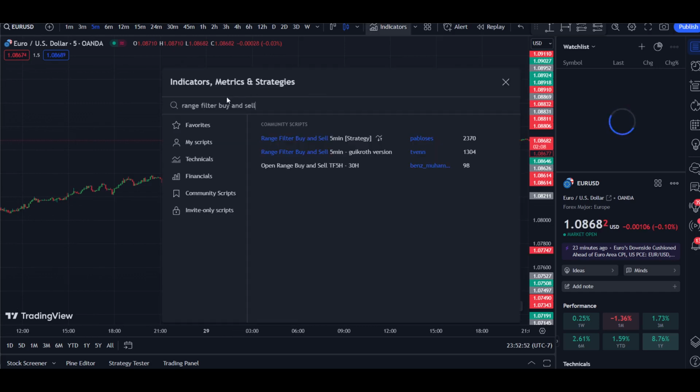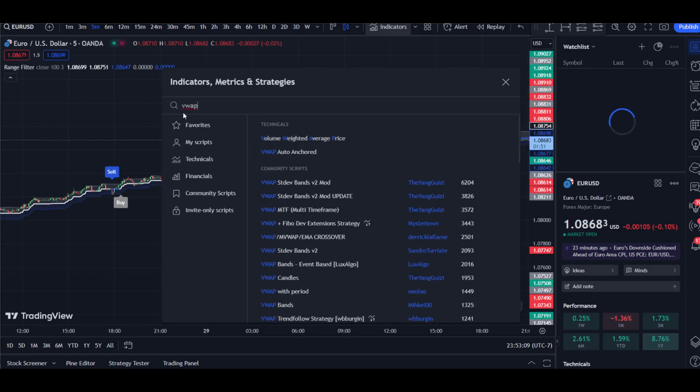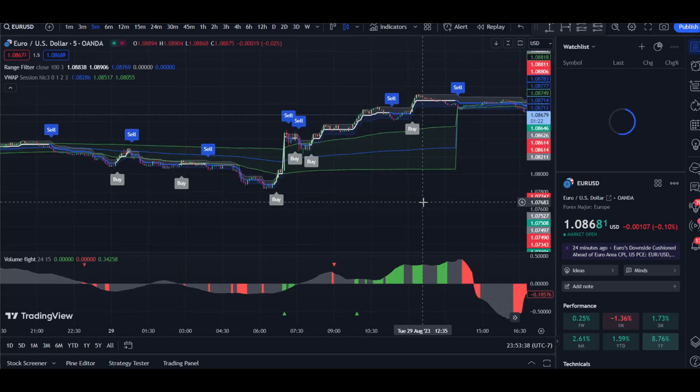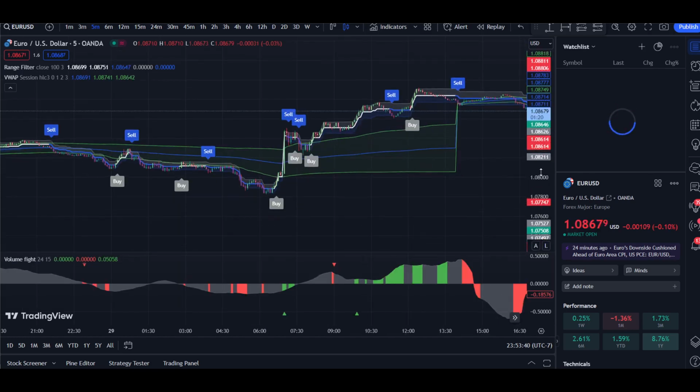The first indicator that we'll be using is the Range Filter Buy and Sell for the 5-minute. We're going to click on the second one. The second indicator that we'll be using is the VWAP. The third and final indicator that we'll be using for today's strategy is the Volume Fight, and we're going to click on the very first one. So this is how your chart should look, similar to, at this point.